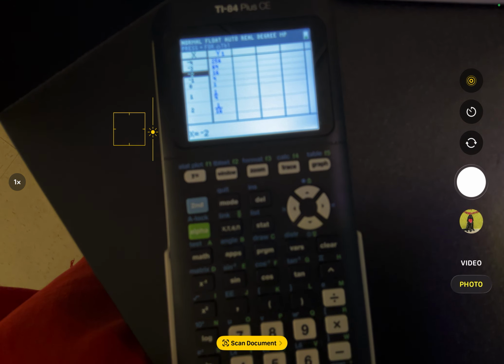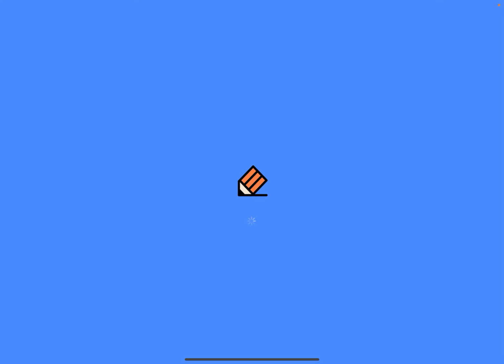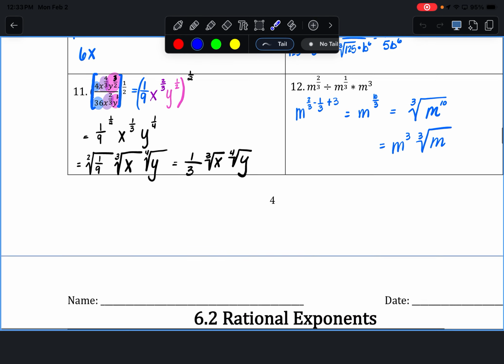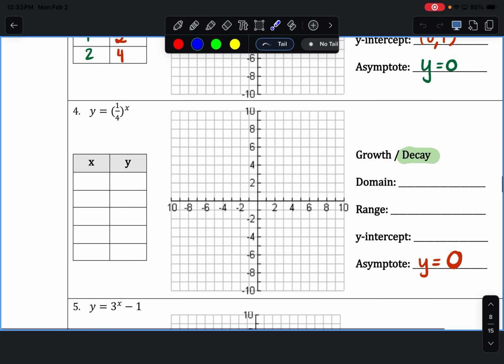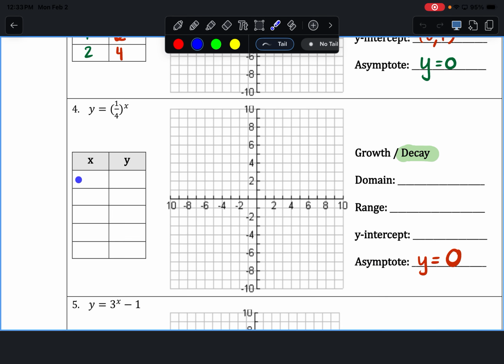So now we're going to use that table to write in our values. At -2, our table gives us what y value? At -1, what y value? At 0, what y value? At 1, what y value? At 2, what y value does it give us? 1/16. Now we are good to graph that.